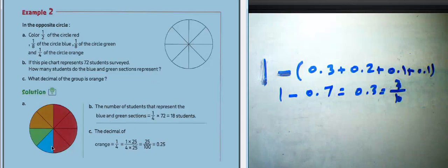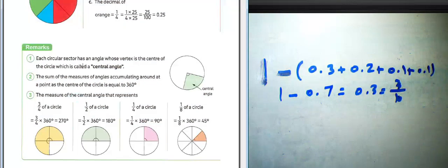We know that to find the result we must multiply the fraction by the total. The total was 72, so the blue and green sections equal 1 over 4 multiplied by 72, equal 18 students. The decimal of the group in orange, we can convert it to a decimal number by multiplying numerator and denominator by 25. The result will be 25 over 100, equal 25 hundredths.